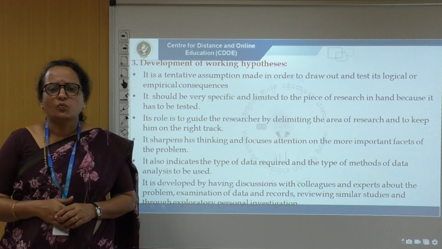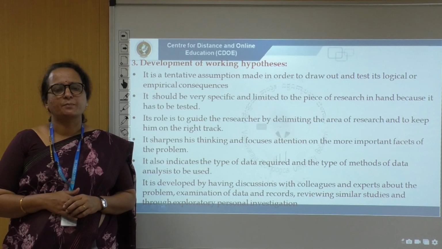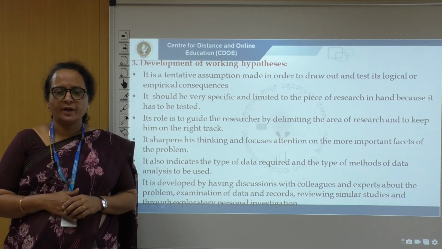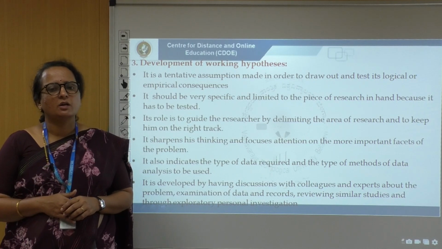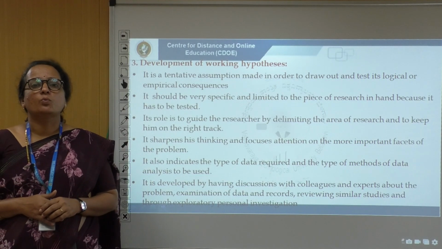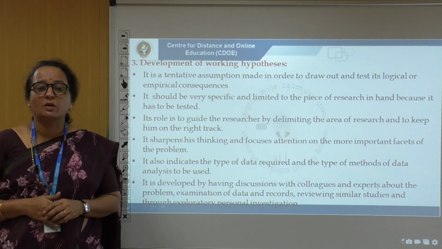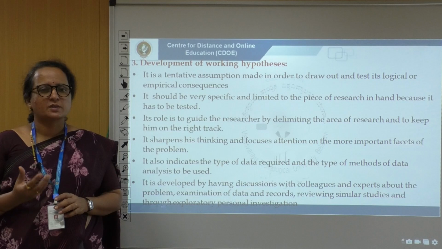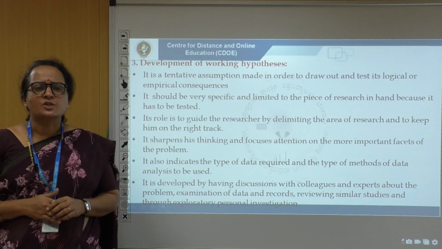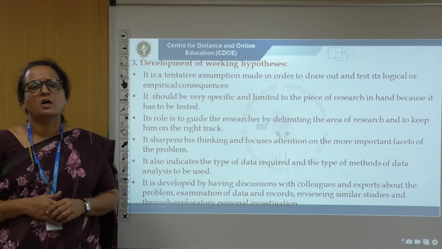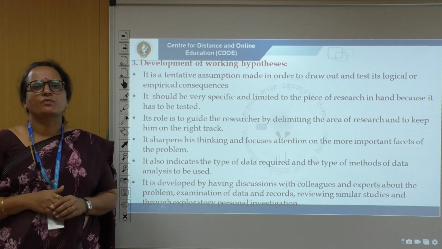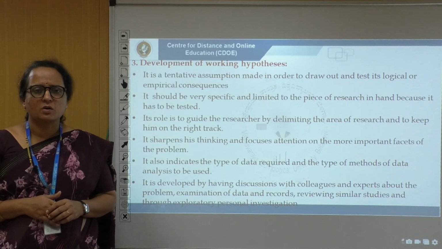Next is development of working hypothesis. Already I have mentioned what is hypothesis. As I have said, hypothesis is a tentative assumption which is made in order to draw out and test its logical or empirical consequences. Always a scientific research or a good research will first start with formulation of working hypothesis or development of working hypothesis. Hypothesis is nothing but an assumed solution. Before collection of the data, researcher will assume a solution for his or her own problem which is identified by him. He will just have a guess of why that problem might have occurred, what might be the causes for that.